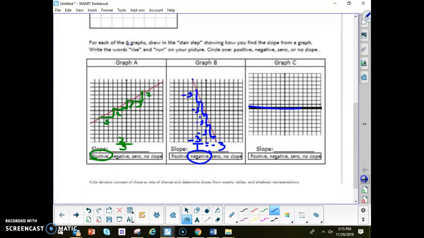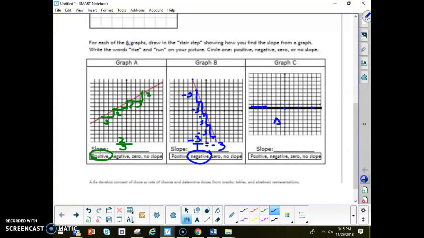This one, that's a horizontal line. Let's see what it does. Here, here, here, here, here, here, here. Can I make a stair step? Well, not really, because it just goes to here, it just goes to here. The y value never changes. It doesn't go up or down. It's not up here and it's not down here. It's right on this line.